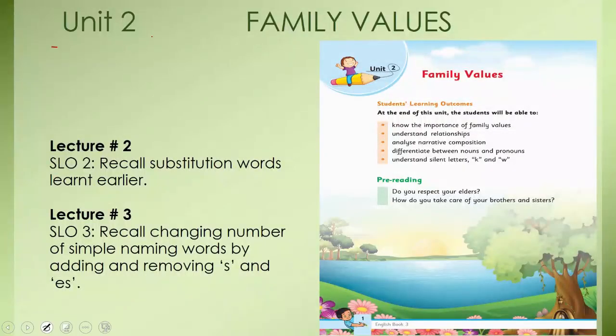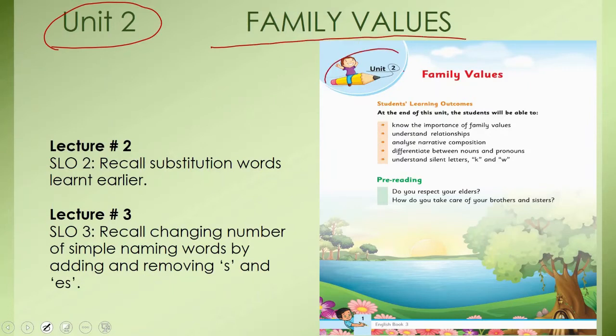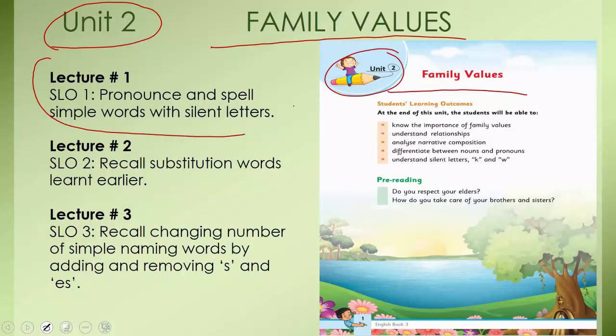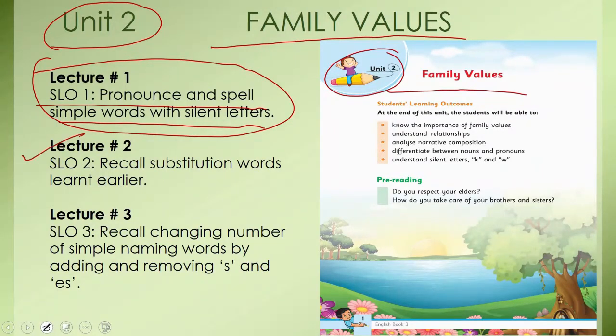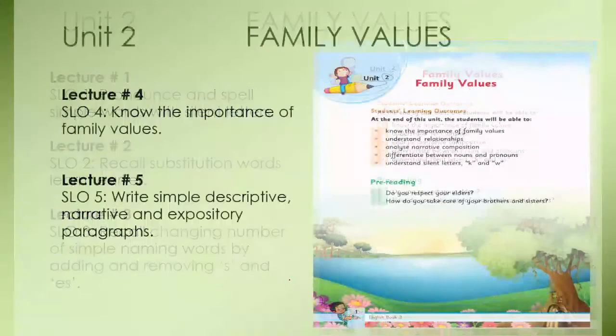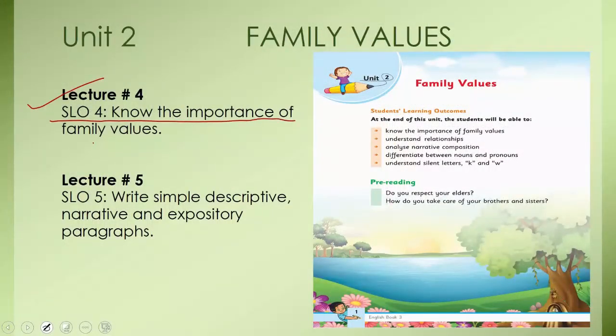Today we have unit number 2, family values. The first lecture is about pronouncing and spelling simple words with silent letters. Lecture number 2 will be recall substitution words learnt earlier. Lecture number 3 is about recall and changing numbers of simple naming words by adding and removing S and ES. Lecture number 4 is know the importance of family values. Lecture number 5 is write simple, descriptive, narrative and expository paragraphs.